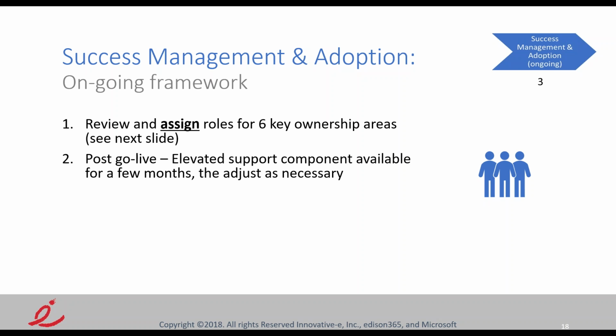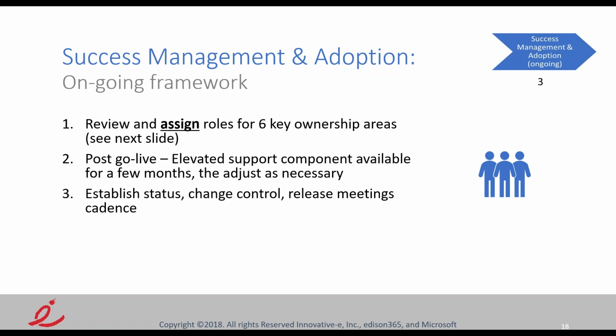The next piece is just a recommendation that there is an elevated support component. And this is really more in the traditional kind of support. A lot of times we'll have 150, 200, 250 users going live with a particular PPM solution. You need to make sure that the right structures are in place for a few months and then adjust as necessary. But almost always that elevated support goes down, until you might maybe do some kind of big revision to the system in the future.